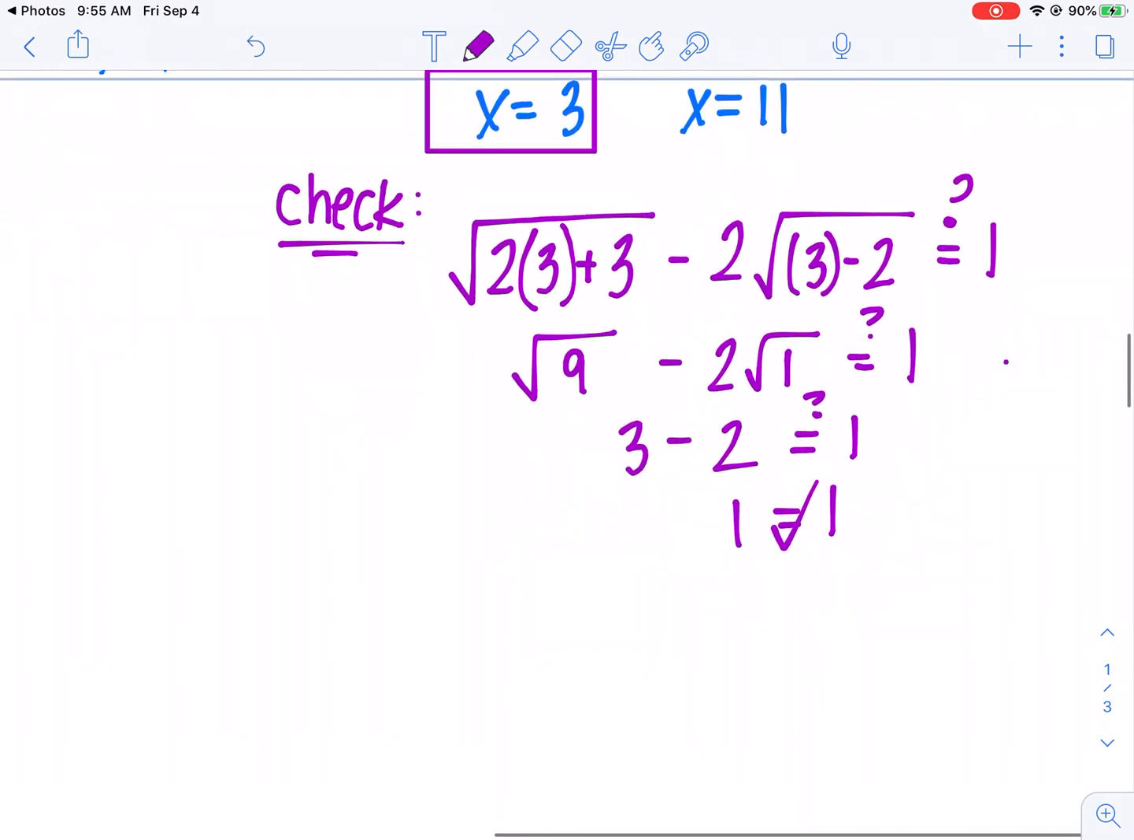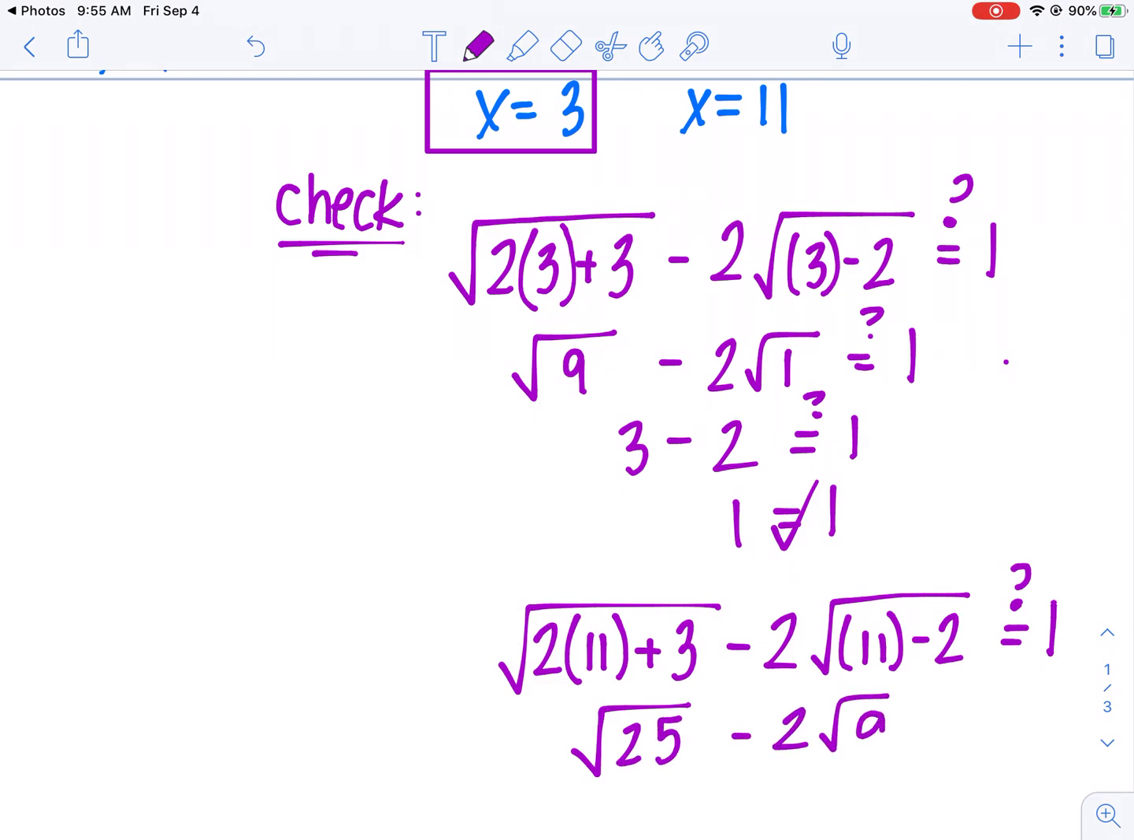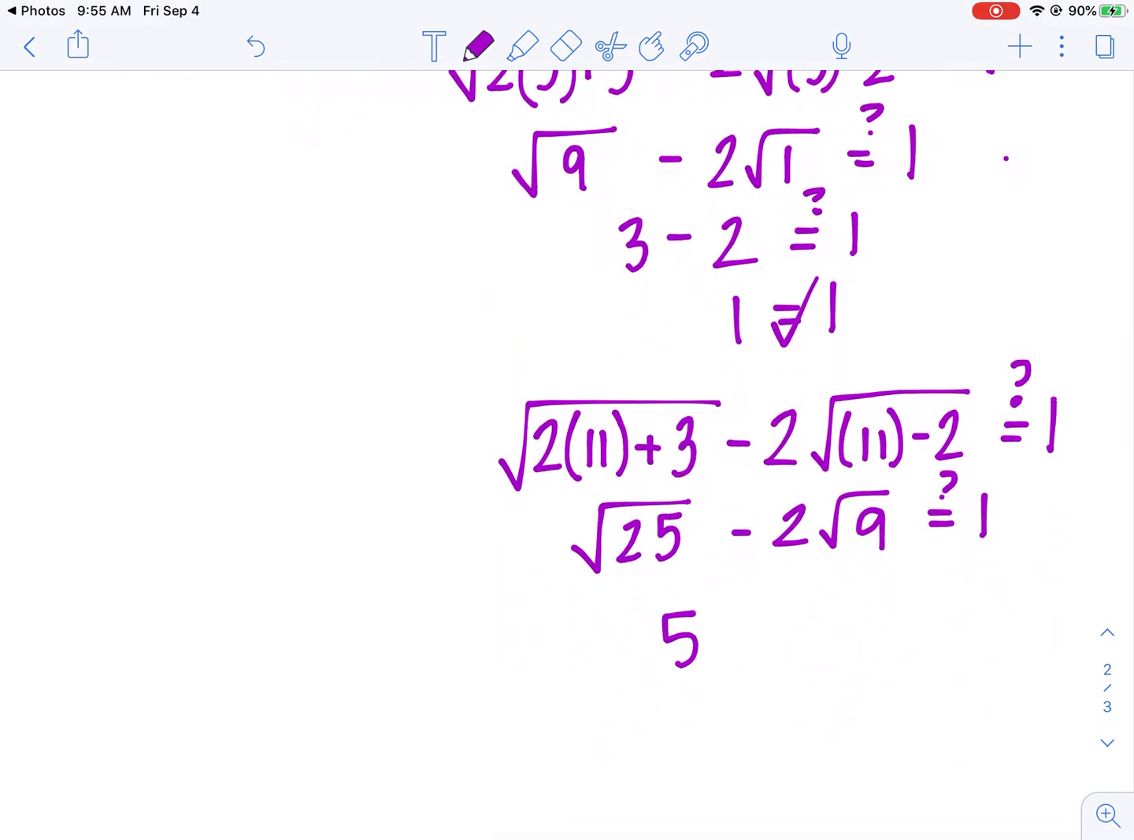We have to check x equals 11. So same thing. Plug in. This time, everywhere you see an x, put an 11. And put that question mark. Is it true? I don't know yet. 22 plus 3 is 25. This would be 9. Question mark. 5 minus 2 times 3.